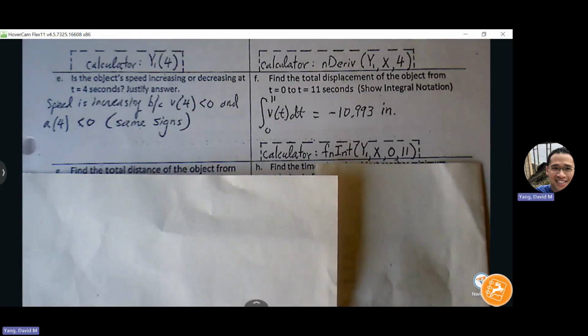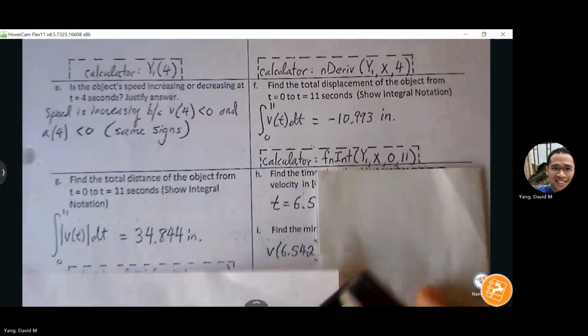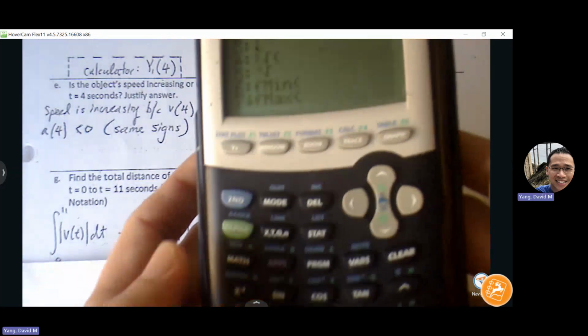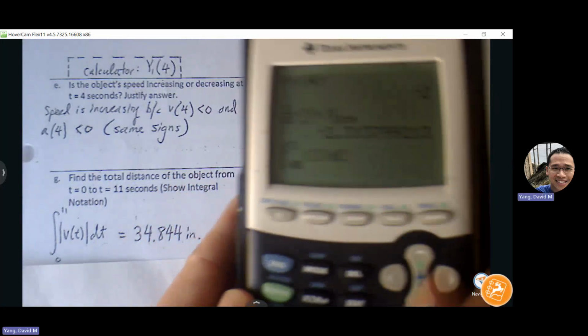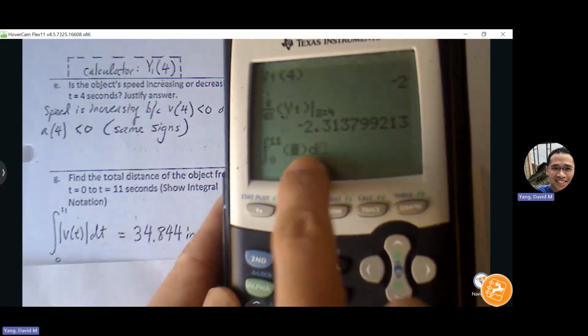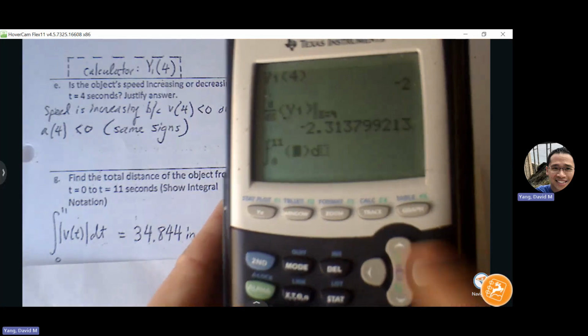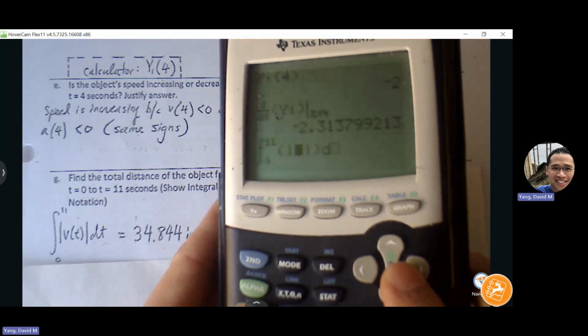Okay, total distance. Total distance looks like displacement. We just need what around the velocity? Absolute value. Okay. So absolute value is Math, number, ABS. I'll leave this up on the board. So do your Math 9 first. Get that integral notation to show up. And then you'll go from 0 to 11. And then once you're inside where your velocity is going to go, you'll do Math, number, ABS.